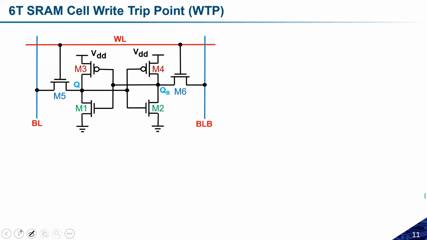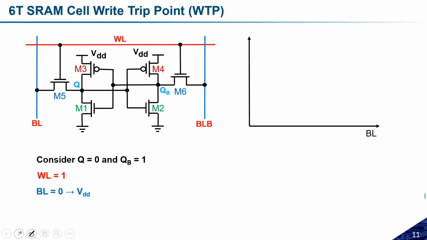Whatever the bit line content we have, suppose I have a memory cell, something like this, and consider Q is 0 and QB is equal to 1. In that case, I have to apply WL equal to 1 so that M5 and M6 will be on, because we are writing the data. So while writing, the WL must be 1. And the bit line should change from 0 to VDD. So if I am changing the bit line from 0 to VDD, that will change the logic. Let me try to draw it.